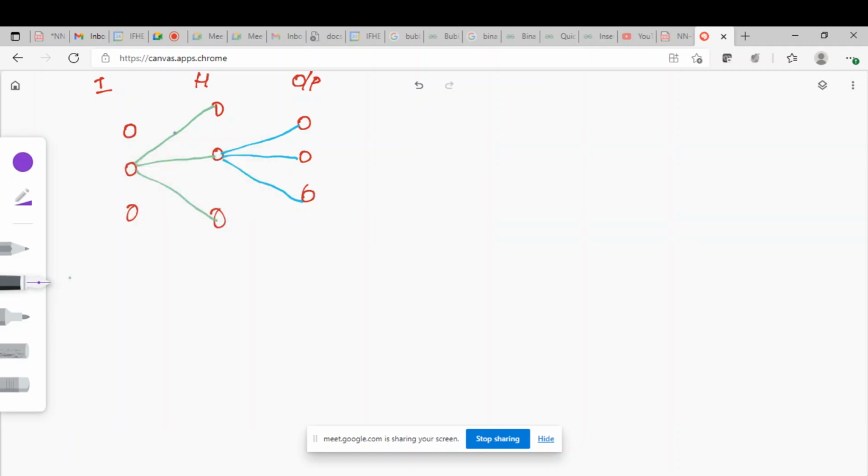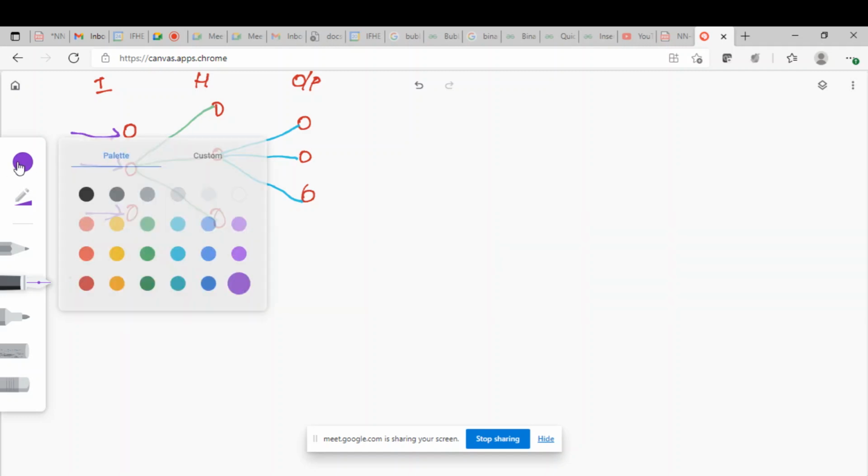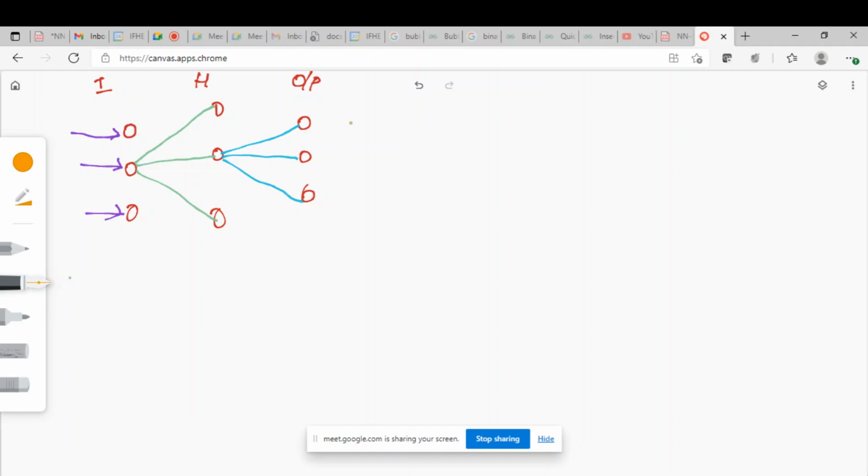These are the actual inputs which are coming here. Maybe this is x1, this is x2, and this is x3. Okay, fine. Now all these neurons are giving some outputs. In the output layer, every neuron will give an output. So this is some output. This is giving some output. This is giving some output.